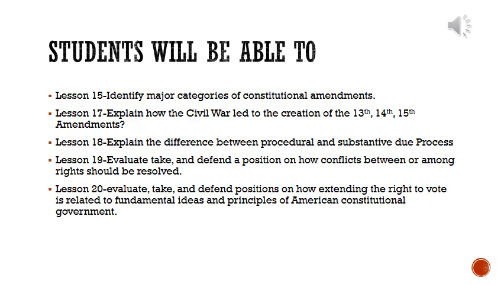Students will be able to, lesson 15: identify major categories of constitutional amendments. Lesson 17: explain how the Civil War led to the creation of the 13th, 14th, and 15th Amendments. Lesson 18: explain the difference between procedural and substantive due process. Lesson 19: evaluate, take, and defend a position on how conflicts between or among rights should be resolved. And lesson 20: evaluate, take, and defend positions on how the right to vote is related to fundamental ideas and principles of American constitutional government.